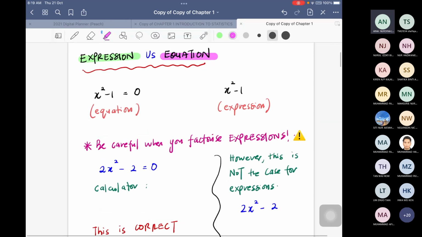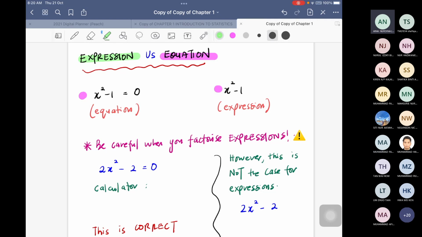So, what I have over here, x square tolak 1 sama dengan 0. So, ni kita panggil dia sebagai equation. But if I only have x square tolak 1, so ni kita panggil dia sebagai mathematical expression. Dia bukan equation. Okay, can somebody tell me macam mana kita nak identify apa beza antara equation dengan expression? So what's the difference? That's right. Okay, so that is the correct reason.